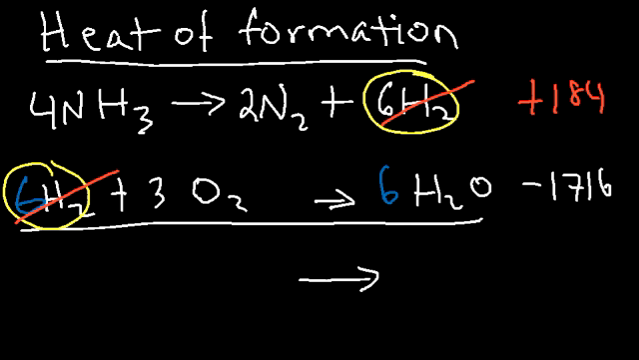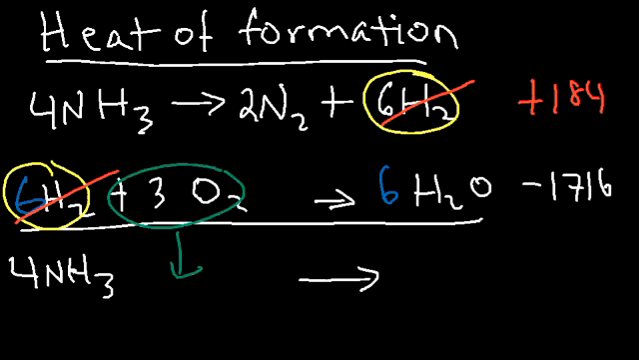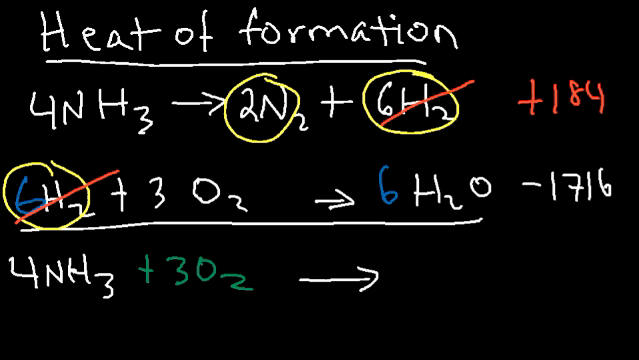Nothing else cancels. So on the left side, in the first reaction, we have 4 NH3. So that's simply going to drop down to the left side of the net reaction. So let's put that 4 NH3. Now on the left side of the second reaction, we have 3O2. So that's going to fall down to the left side. So let's add plus 3O2. And here we have 2N2. It's on the right side of the first reaction. So that's going to go here.